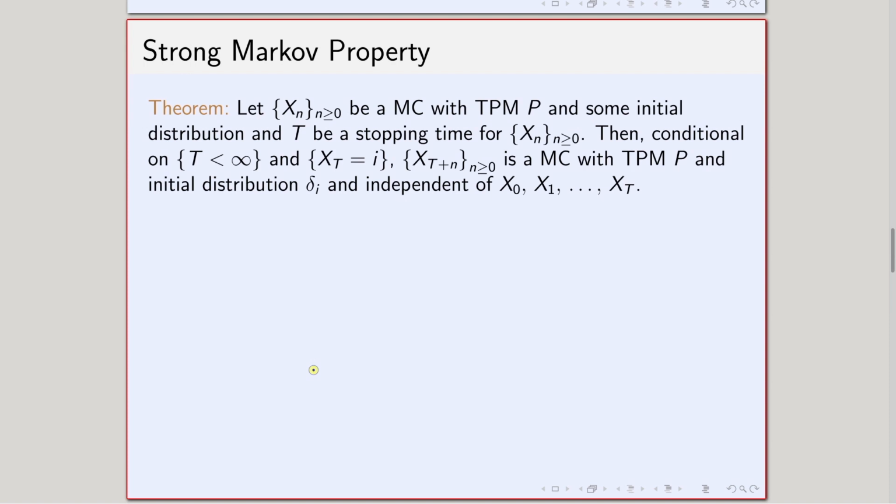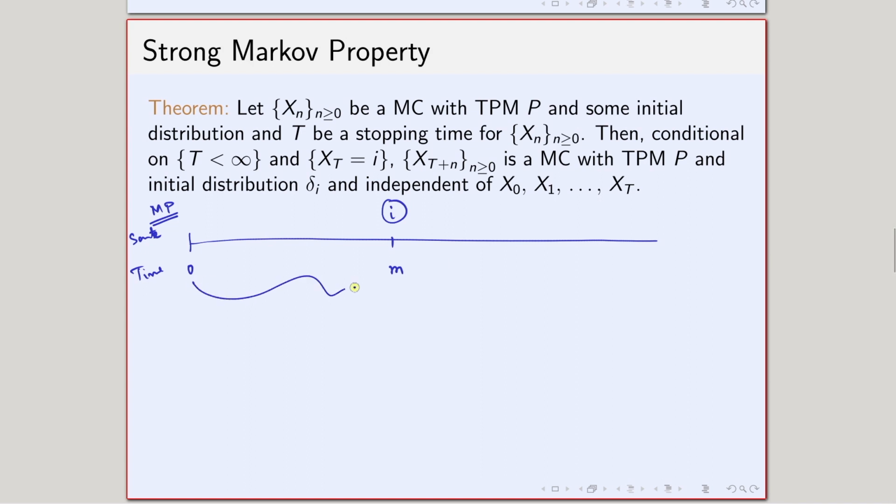So again, recall what the Markov property was. In case of the Markov property, we know that if I have some time m and the state is i, then basically this part and this part are independent, and the Markov chain starts afresh from here. Now our question was, what if I replace m with some stopping time, and that is given here.